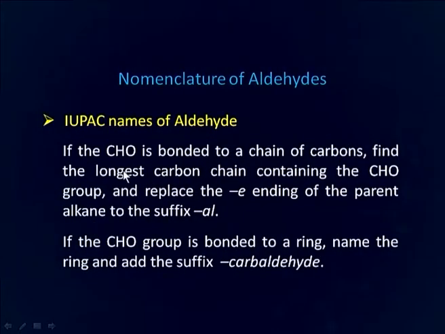If the CHO or aldehyde group is bonded to a chain of carbons, you have to find out the longest possible carbon chain containing the aldehyde group, and then you will replace the E ending of the parent alkane with the suffix al. If the CHO group is bonded to a ring, then name the ring and add the suffix carbaldehyde to it. Number the chain or ring to put the CHO group at carbon number 1, but omit this number from the name. Apply all the other usual rules of nomenclature for naming these aldehydes.